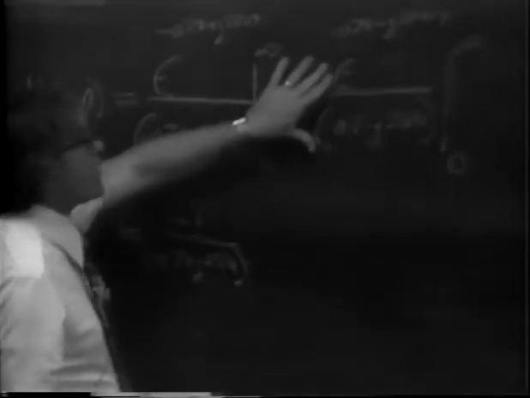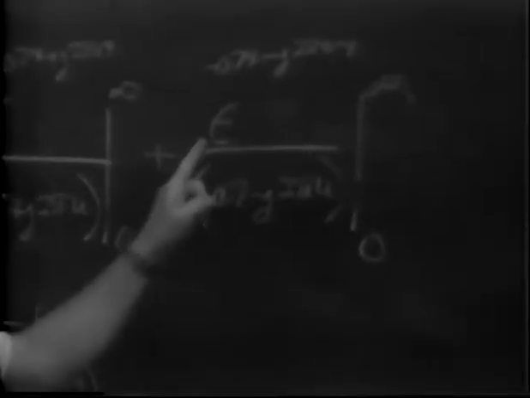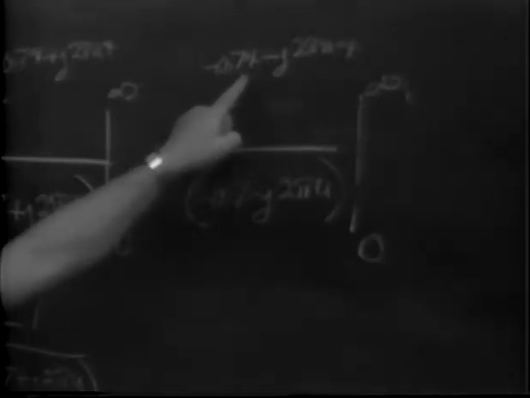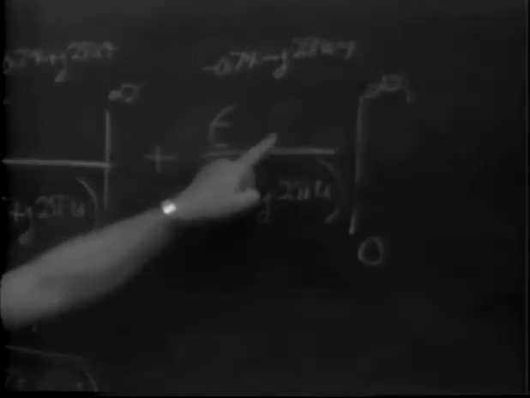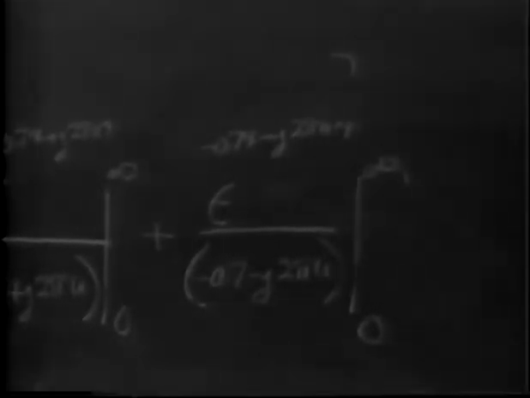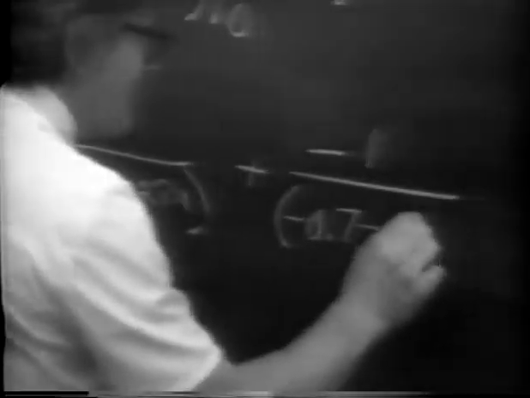And then this evaluation is exactly the same. So at x equal to infinity, again we have a damped sinusoid, so it would go to 0, and at 0 we would subtract that value. So we get plus a minus 1 over minus 0.7 minus j 2 pi u.